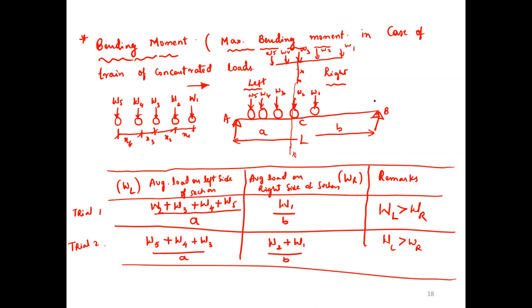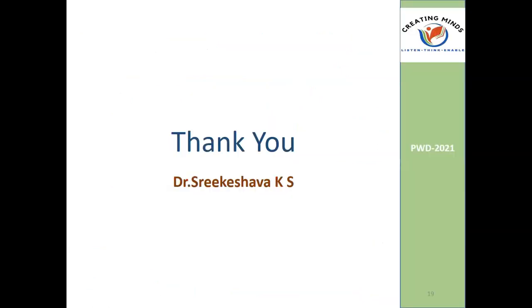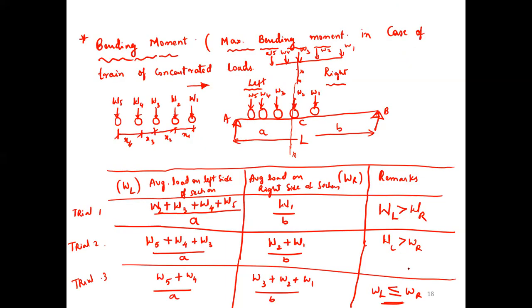Then what happens if you move this W3 to the right side? What will the equation become in trial 3? It becomes W5 plus W4 by A, and W3 plus W2 plus W1 by B. It may be WL less than or equal to WR. This is the condition. If you are getting this condition, at that particular load condition you are getting maximum bending moment.